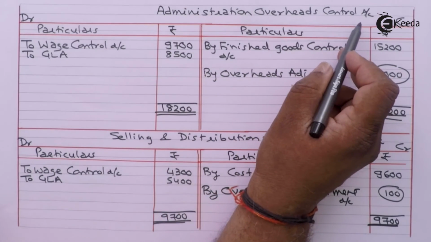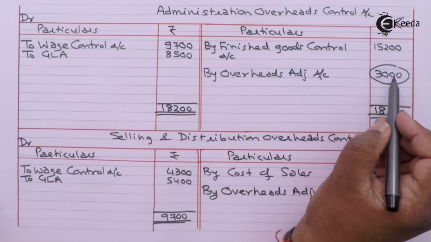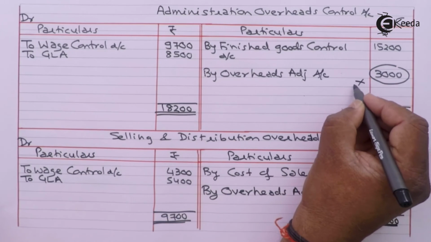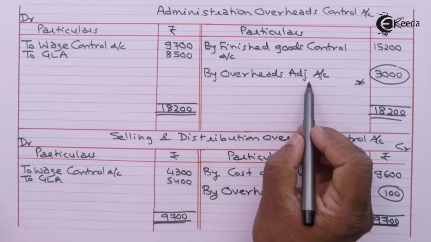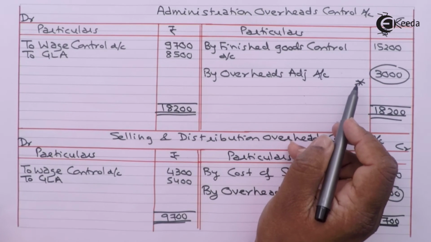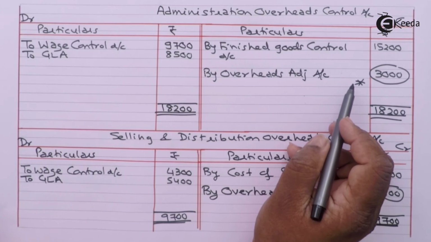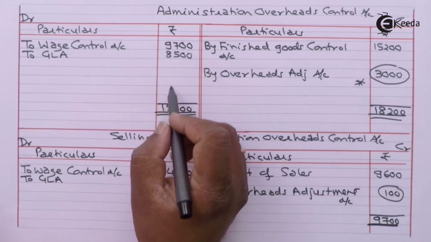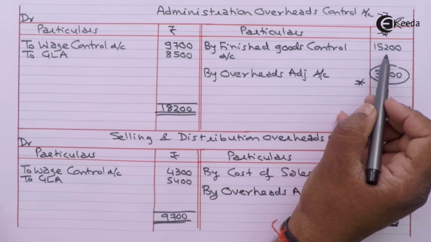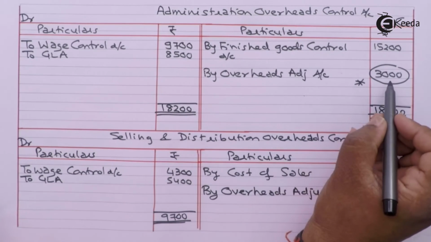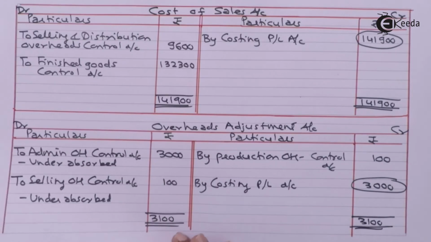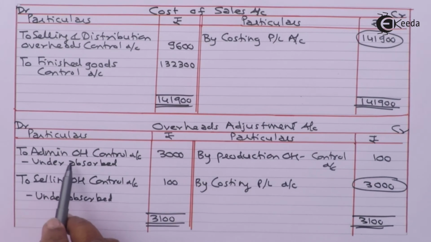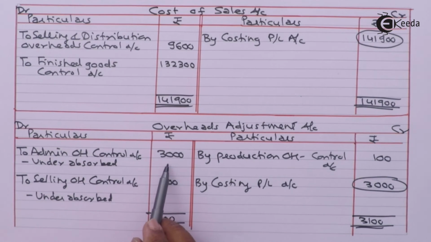Administration overheads control account, total of debit, total of credit. We are getting balancing figure on credit side 3,000. This is transferred to overhead adjustment account. This is the problem of over recovery or under recovery. Here debit is showing 18,200, credit is showing 15,200 only. That means there is 3,000 under recovered. This will be debited to overhead adjustment account. Overhead adjustment account debit side to administration overheads control account 3,000.